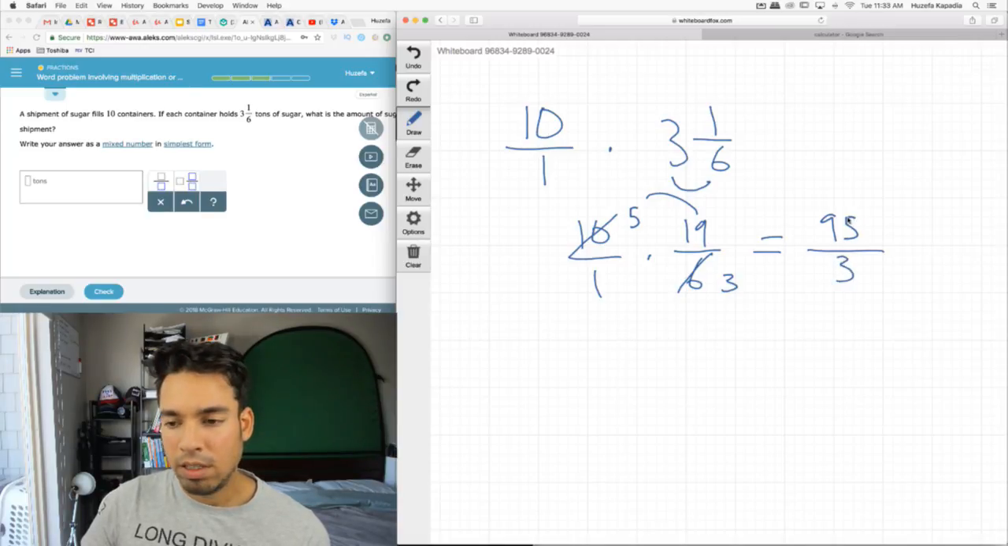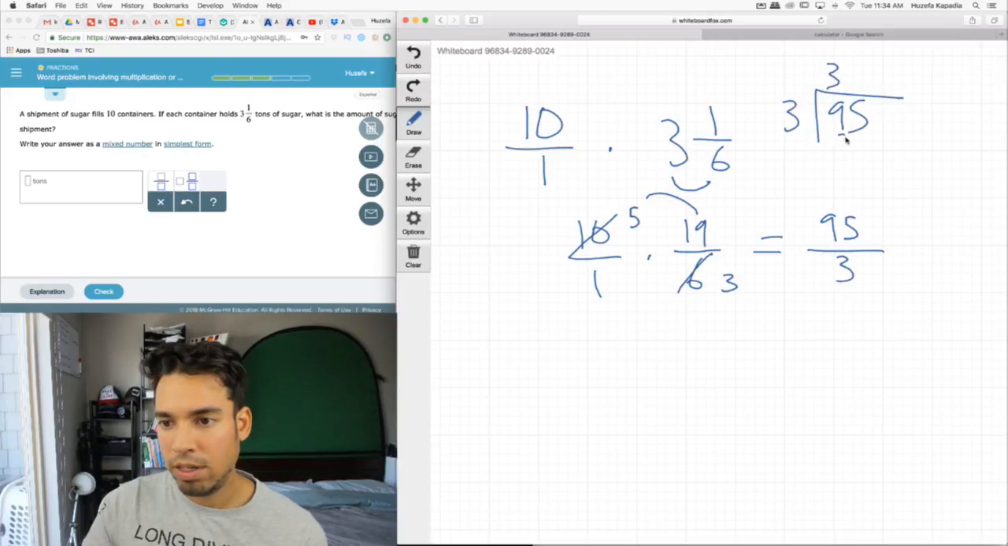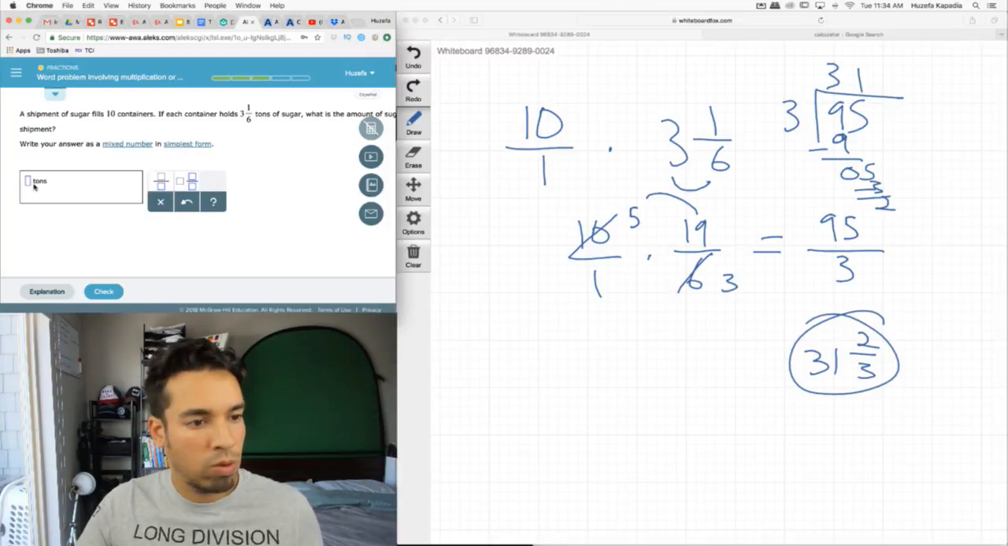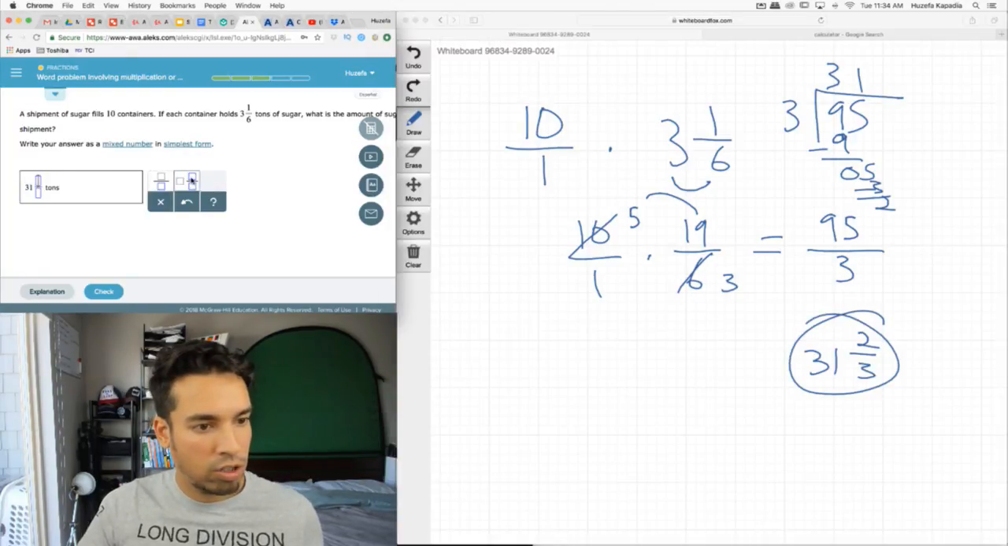And now we can say, well, 95, let's divide by 3, and that's 31. And we'll do the division here. It's 3, 9, subtract, bring down the 5, 1, 3, and we have a remainder of 2. So it's 31 with a remainder of 2 over 3, so 31 2/3 tons.